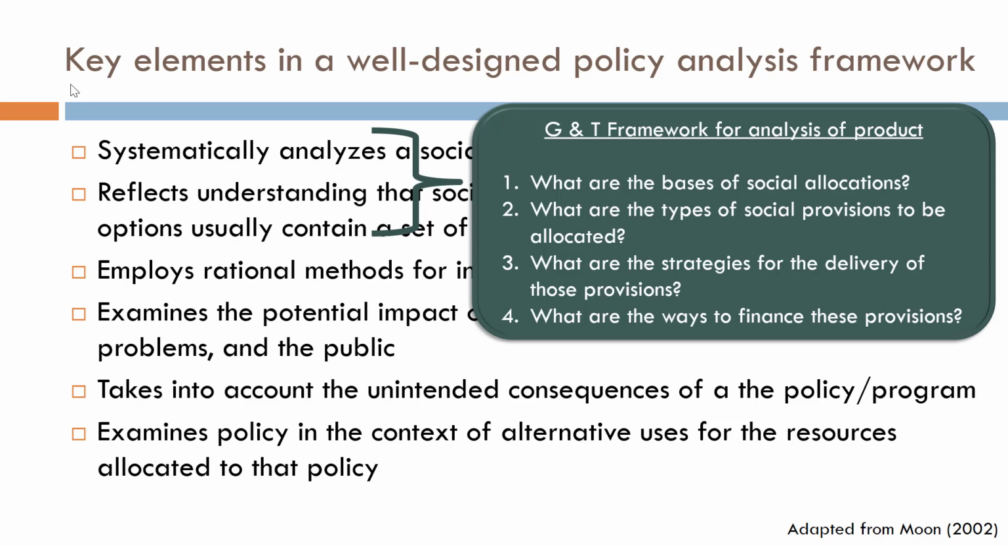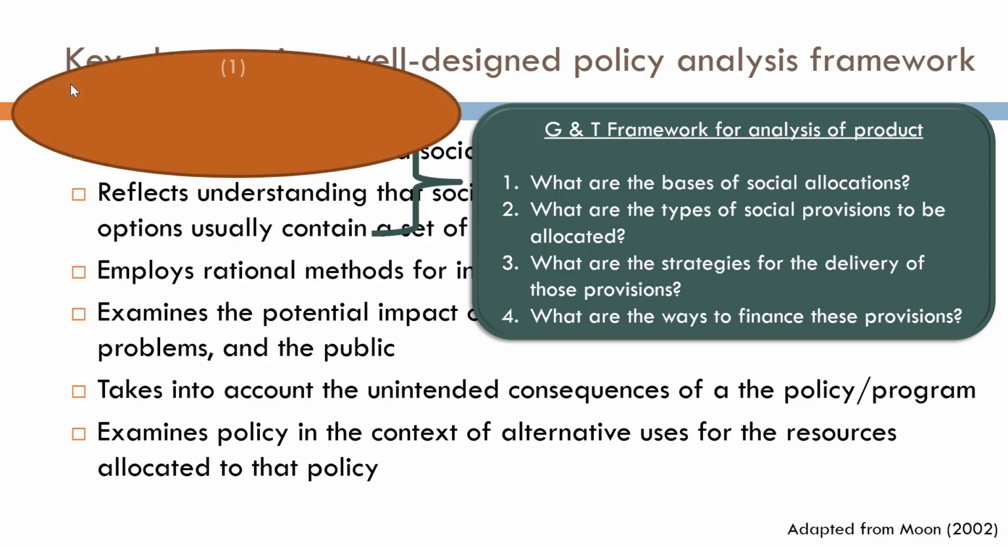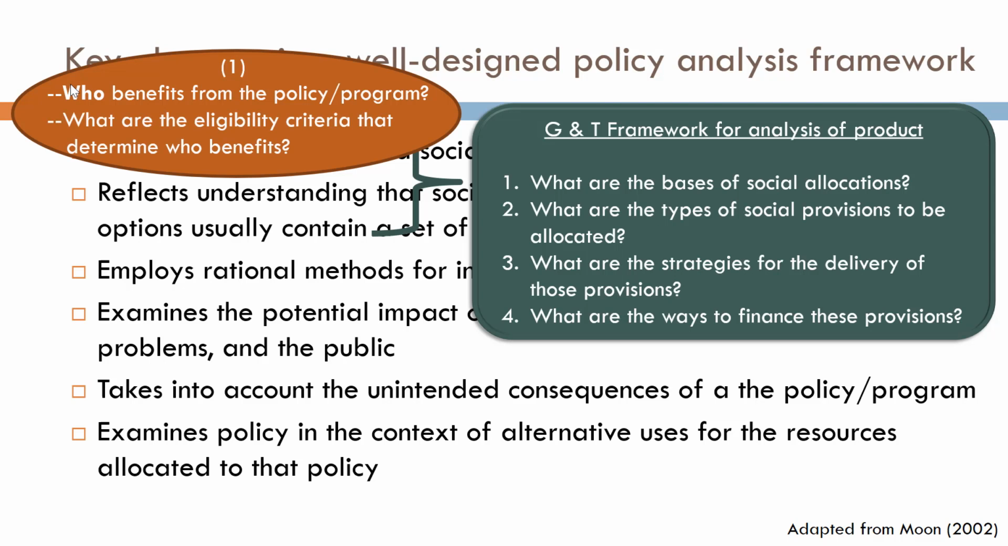So now I'd like to go over what these questions are asking about in a little bit more detail. So let's take the first one in terms of what are the bases of social allocations. This question is really asking who is going to benefit from the policy or any program that comes from that policy. So this is a question of who is actually going to be the client. In order to determine that who, there have to be some sort of eligibility criteria that then determine who the who is going to be. Okay, so this first one is about the who, the people who will benefit, and then any rules that get to decide who is benefiting and then therefore who is not benefiting.